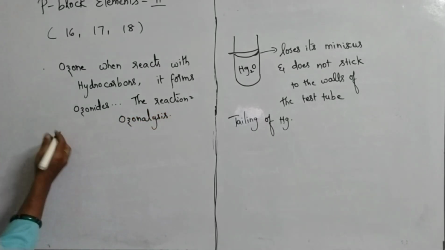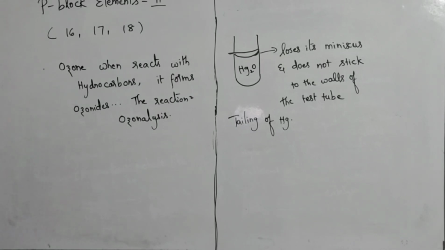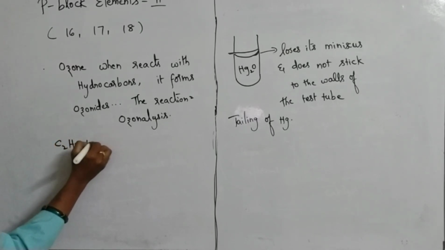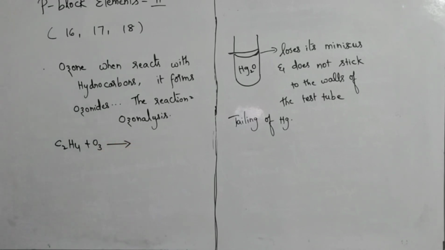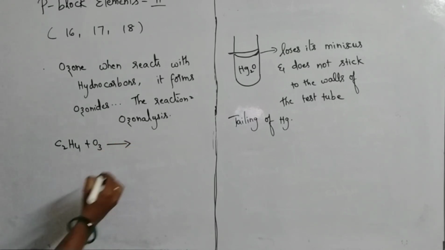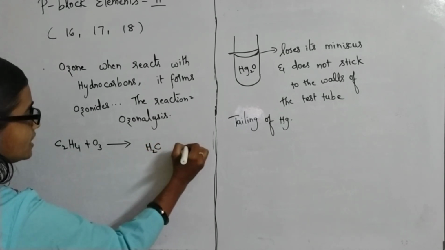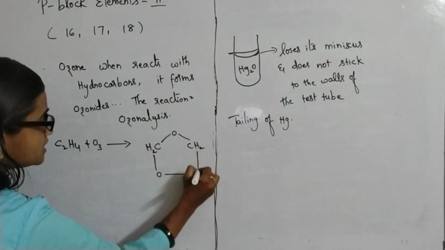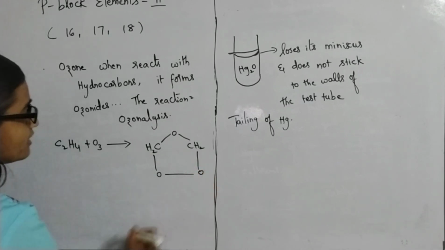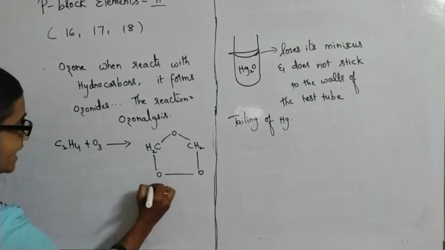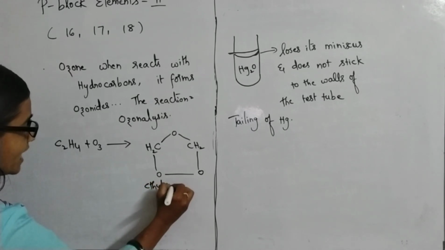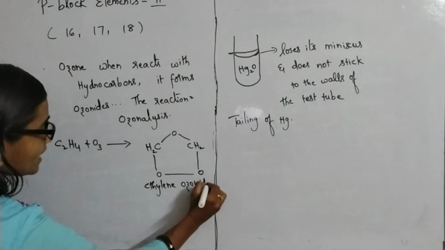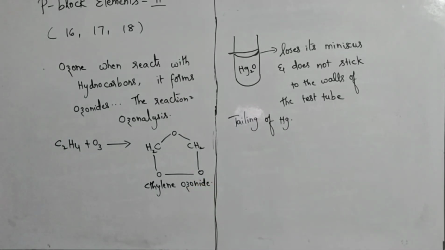So you take any hydrocarbon here. If you take C2H4, ethene, when it reacts with ozone, it forms ethylene ozonide, with CH2 and oxygen. This kind of substance you will find. This is called ethylene ozonide, the substance which is formed, and this reaction you call the ozonolysis reaction.